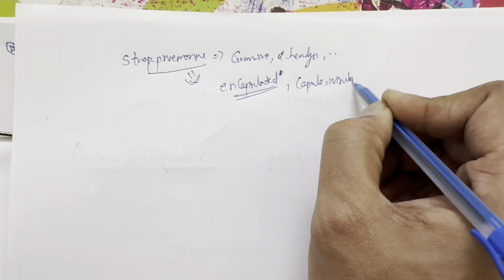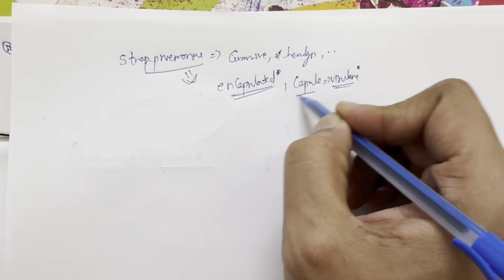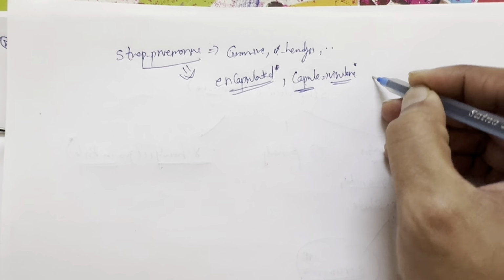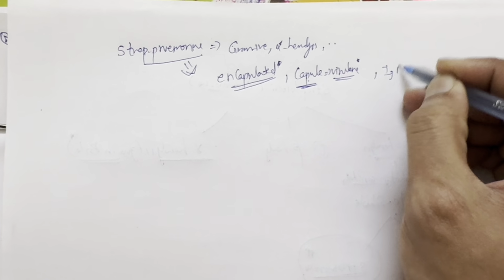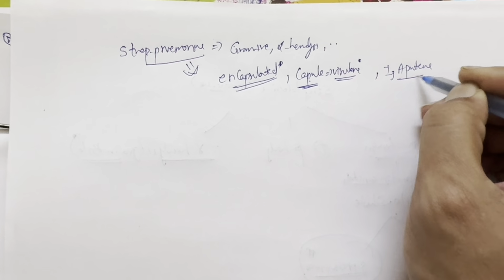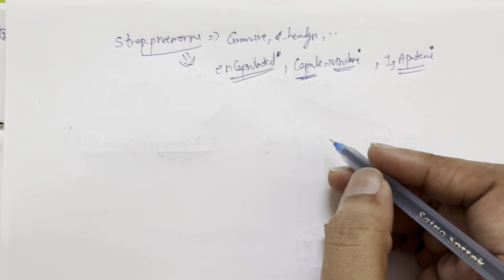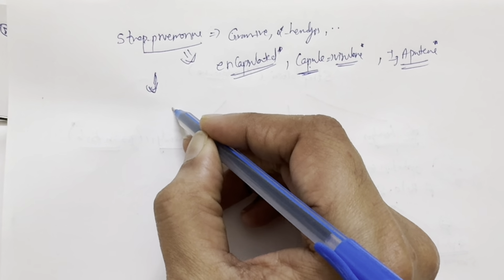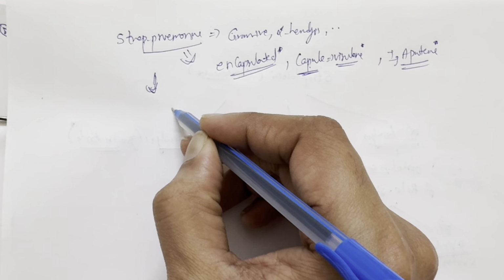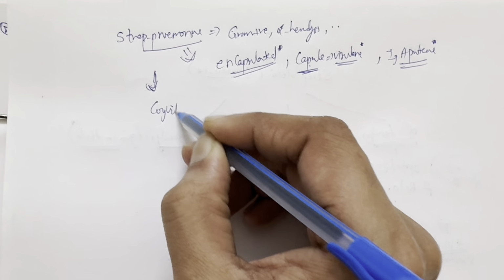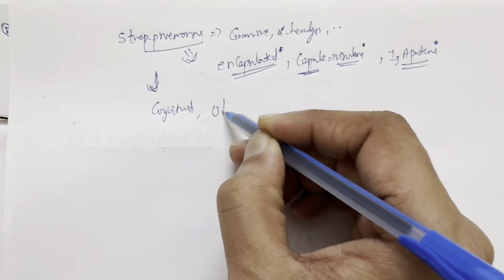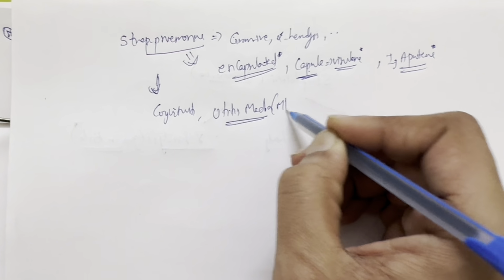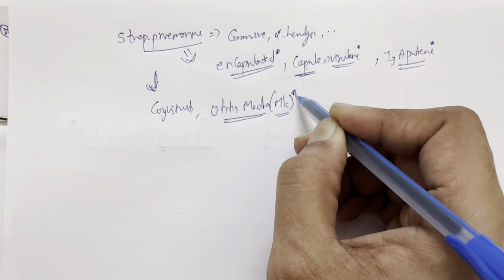Encapsulated organism, because the capsule causes the virulence. So how is the organism capable of causing infection? Because of the capsule, and the encapsulated organism produces IgA protease, through which it causes infection. And what does Strep pneumonia cause? Why is it so important for us? Strep pneumonia can cause conjunctivitis, otitis media. Otitis media is the most common organism, and in children it's very common.